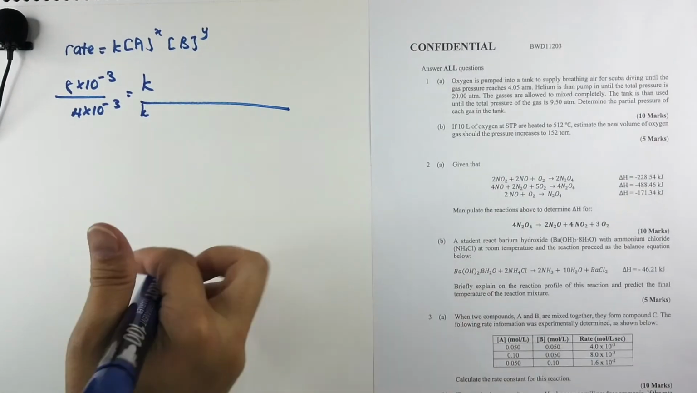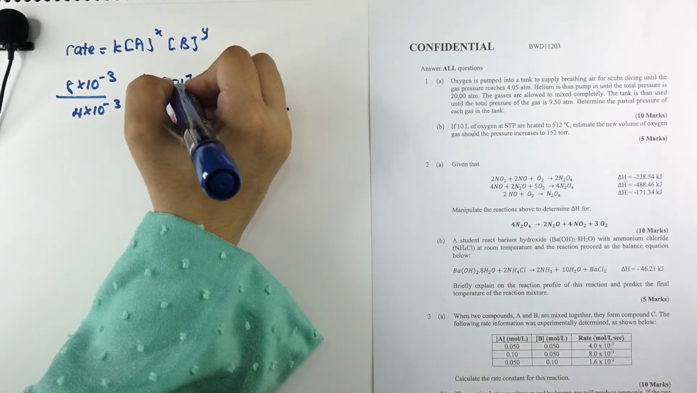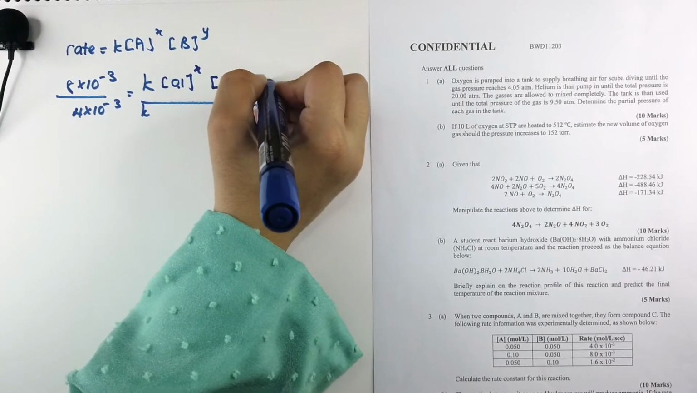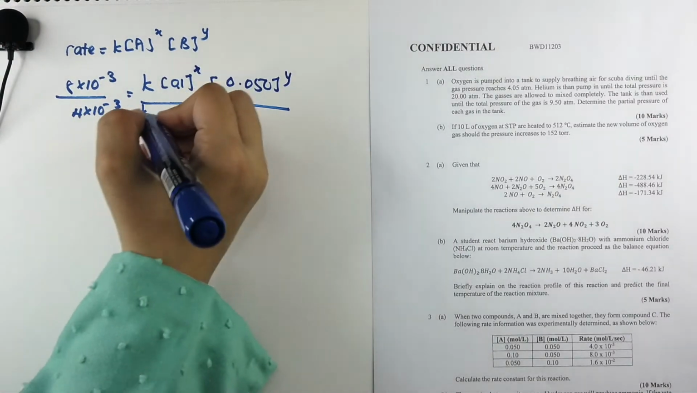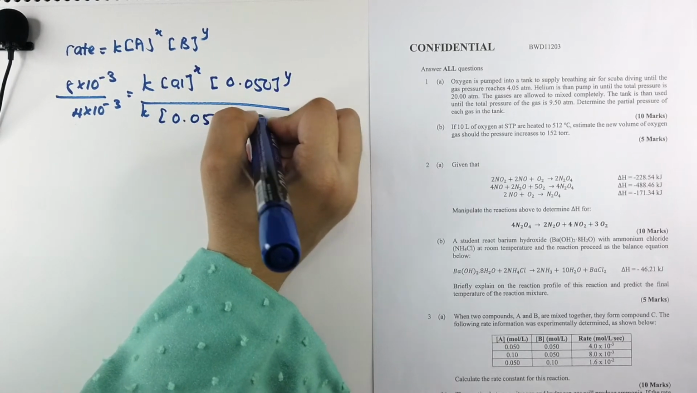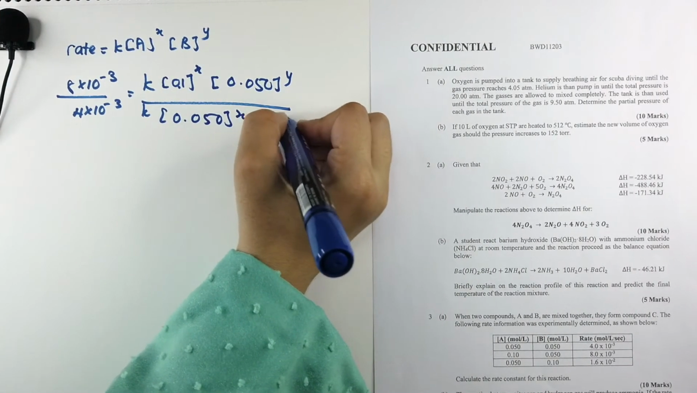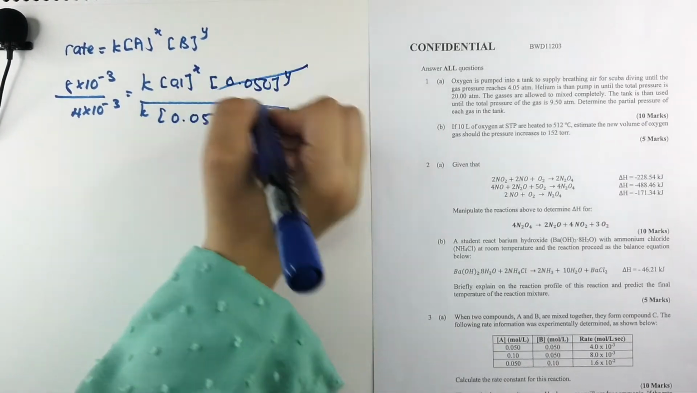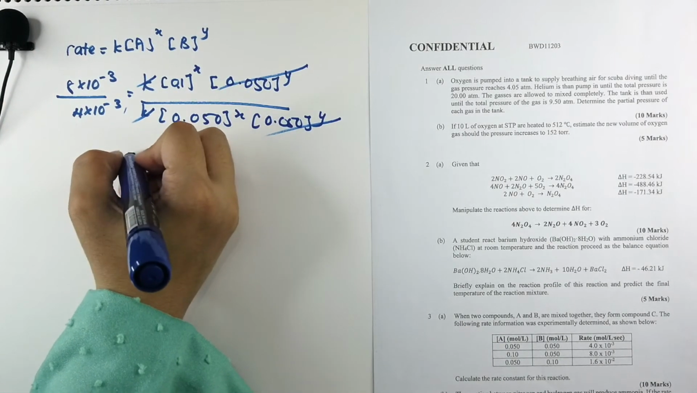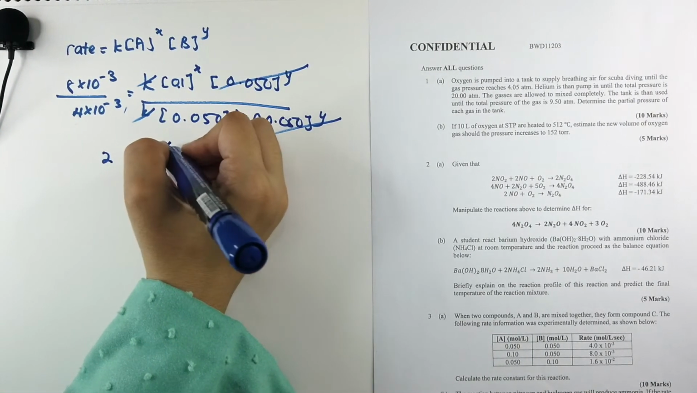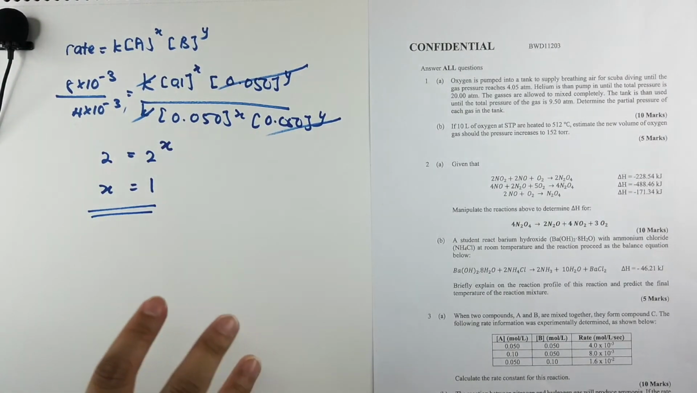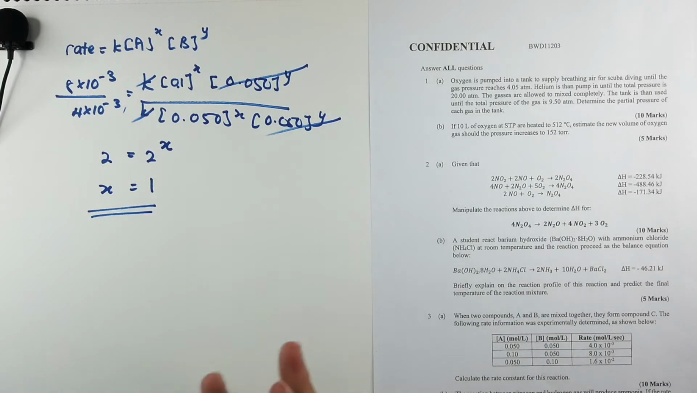The concentration of A is 0.1 to the power of x, and the concentration of B is 0.050 to the power of y, and here is 0.050 to the power of x, and your B is 0.050 to the power of y. So you can cancel this out, and you get 2 equals 2 to the power of x. So your x shall be equivalent to 1. Right, that's done. Now we are going to move on to find the value of y.